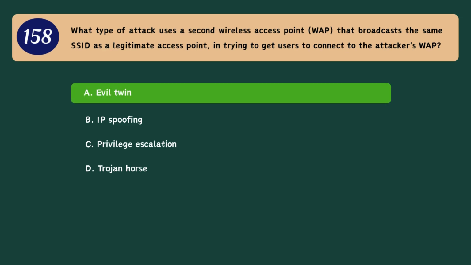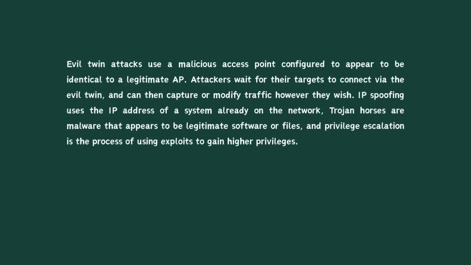Correct answer. A. Evil twin. Evil twin attacks use a malicious access point configured to appear to be identical to a legitimate AP. Attackers wait for their targets to connect via the evil twin and can then capture or modify traffic however they wish. IP spoofing uses the IP address of a system already on the network. Trojan horses are malware that appears to be legitimate software or files. And privilege escalation is the process of using exploits to gain higher privileges.